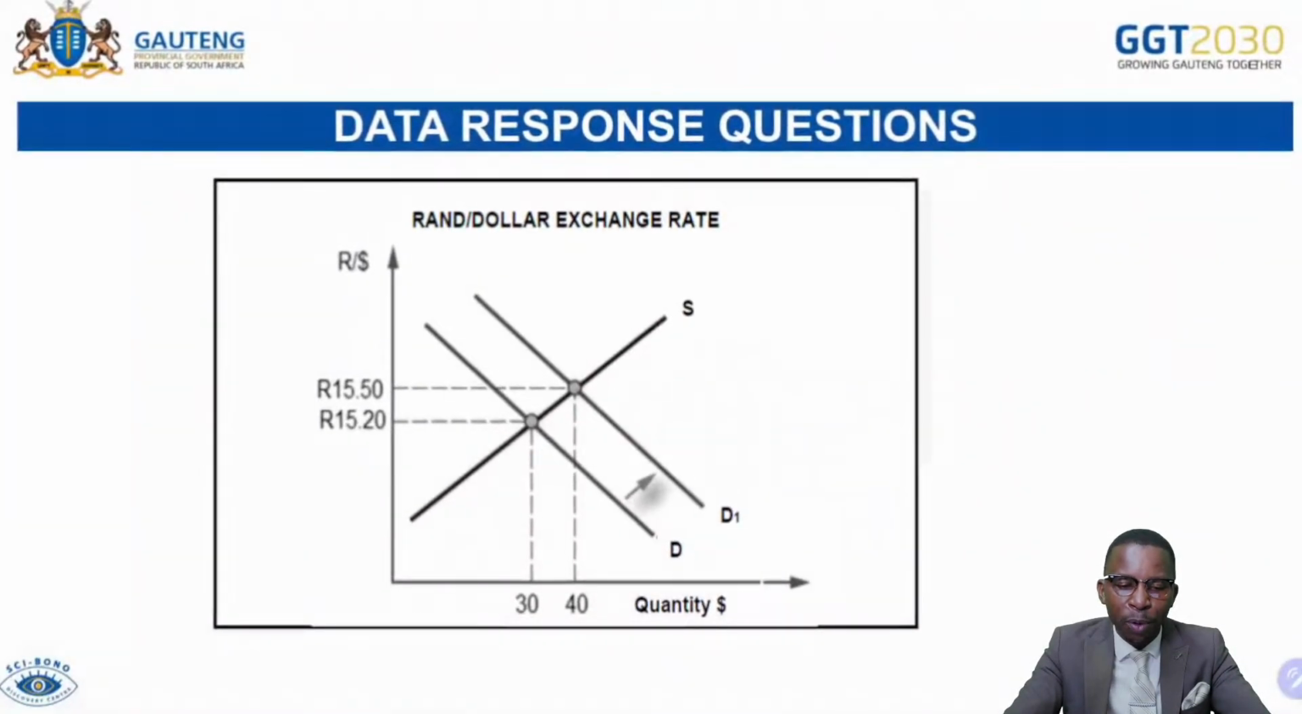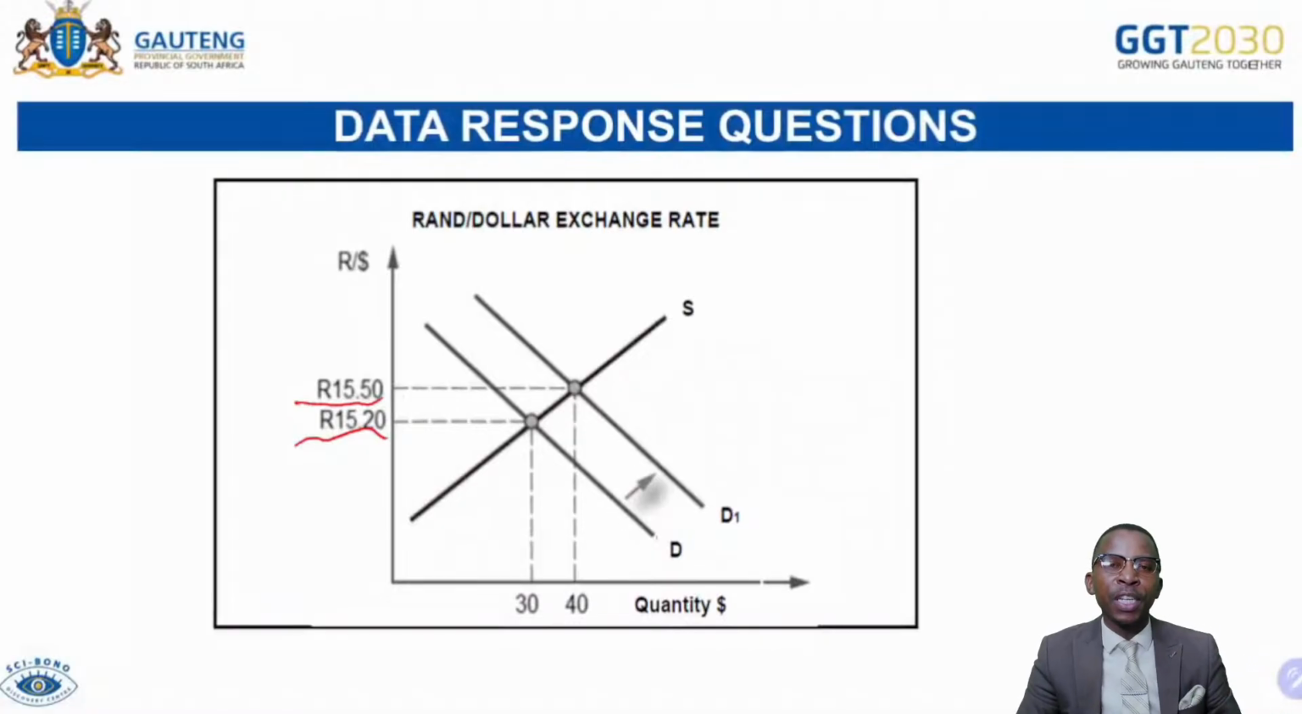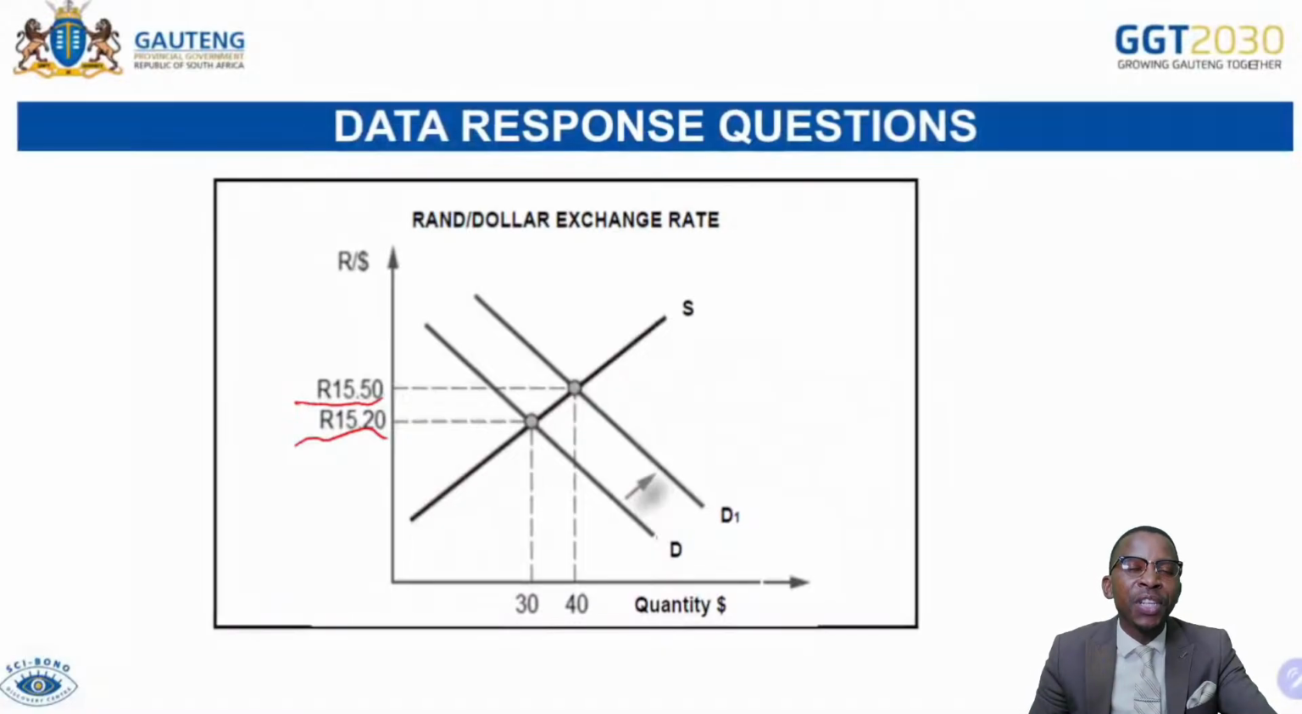Then we are giving a data response on the foreign exchange market. So we have here the rand depreciating from 15 rand 20 to 15 rand 50. Remember, when we deal with the foreign exchange markets, we use the indirect approach. What is meant by the indirect approach? We mean if the rand is moving from 14 rand to 15 rand to 17 rand to $1, that's a depreciation.